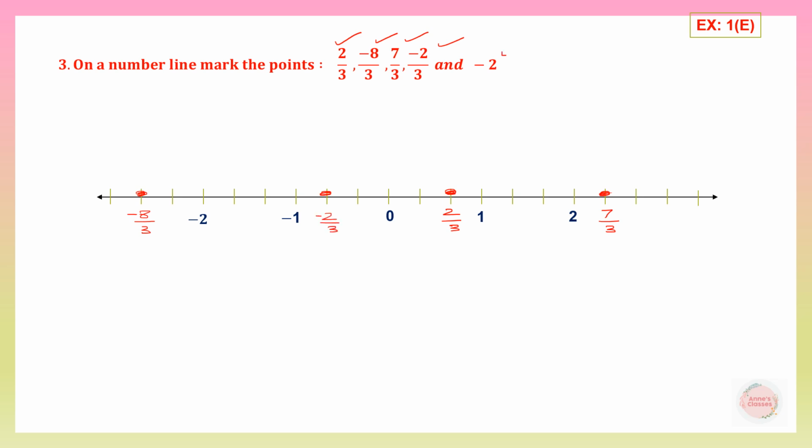Then the last one is minus 2. And we can see minus 2 very clearly here. Minus 2 is here. So this is our answer. So let's mark the point there. So now we have marked all these points here, as you can see. So 1, 2, 3, 4, and 5 we were asked to mark, and we have marked them.